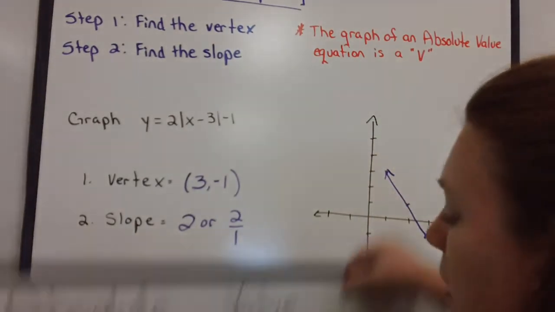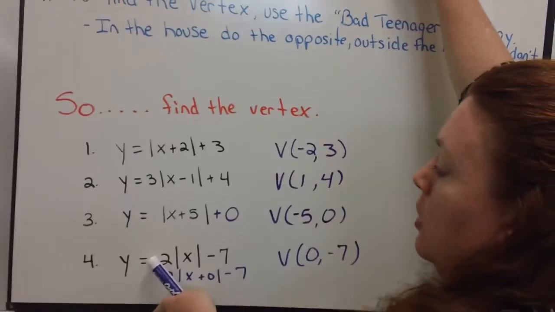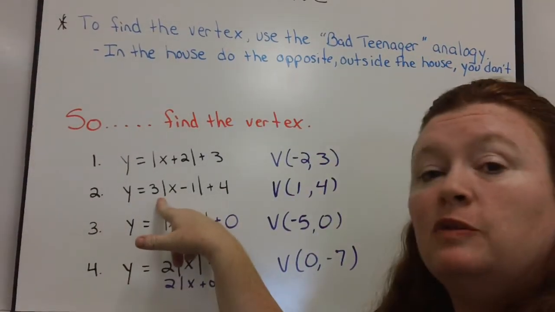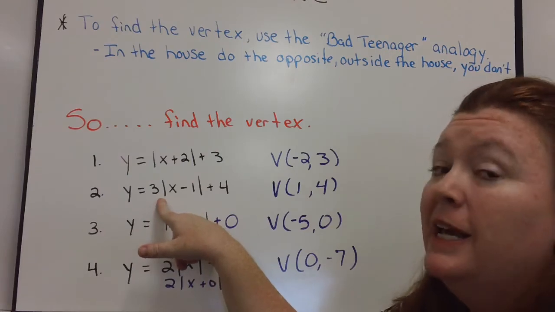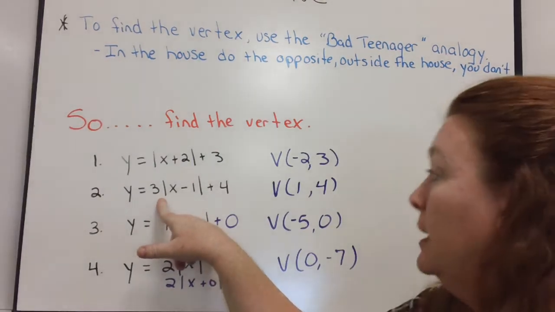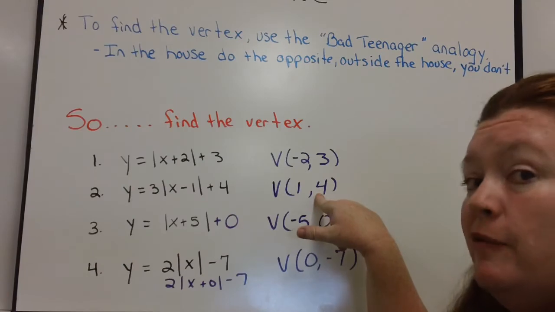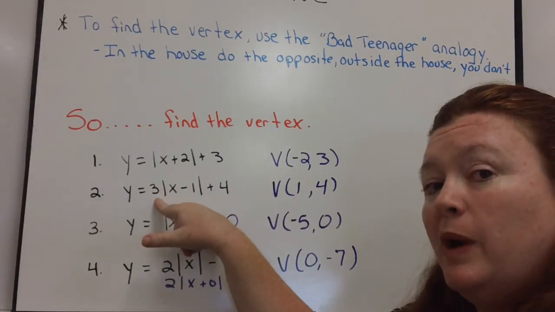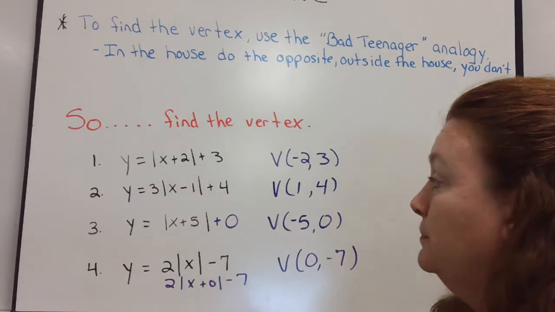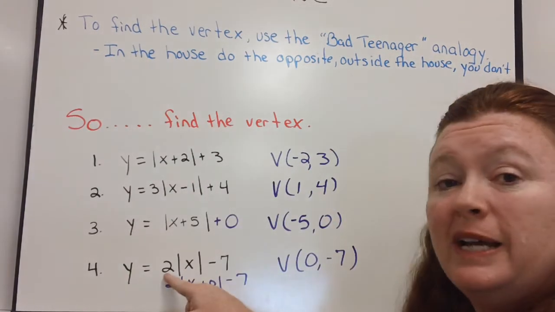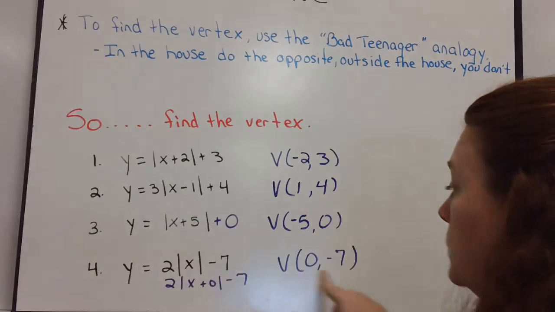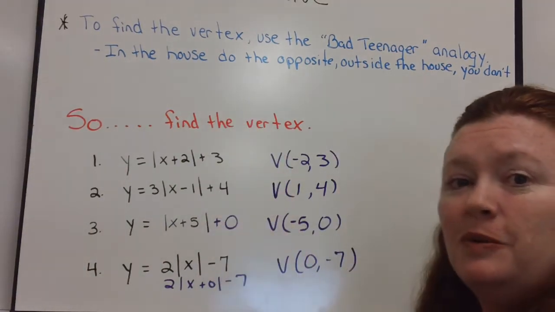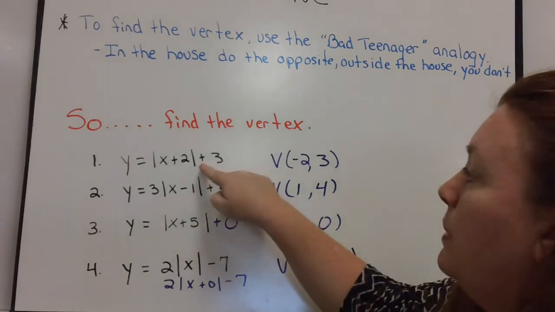Very, very quickly, I want to ask you a quick question. We talked about the slope. Right here on number 2, I see I have a slope of 3. If I had asked you to graph it, you would plot 1, 4, and you would have a slope of 3. Up 3 over 1. Up 3 over 1. And down on number 4, I see I have a slope of 2. So I would plot this point and just go up 2 over 1. Up 2 over 1.